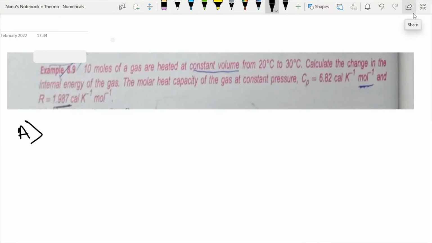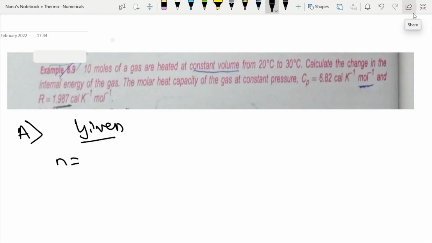10 moles of a gas are heated at constant volume from 20 degrees Celsius to 30 degrees Celsius, and we have to calculate the change in internal energy of the gas, and the molar heat capacity of the gas at constant pressure is given, that is 6.82 calories per Kelvin per mole, and R is given. So let us write what's given, as simple as that.